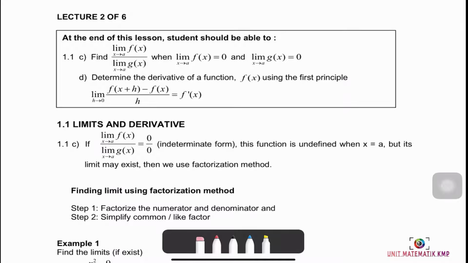Welcome back to AM025 Mathematics 2. Now we are in lecture 2 of 6. And for this lecture, we have two learning outcomes. The first one is to find the limit of f(x) over the limit of g(x) when x approaches a, when both of these limits are 0.